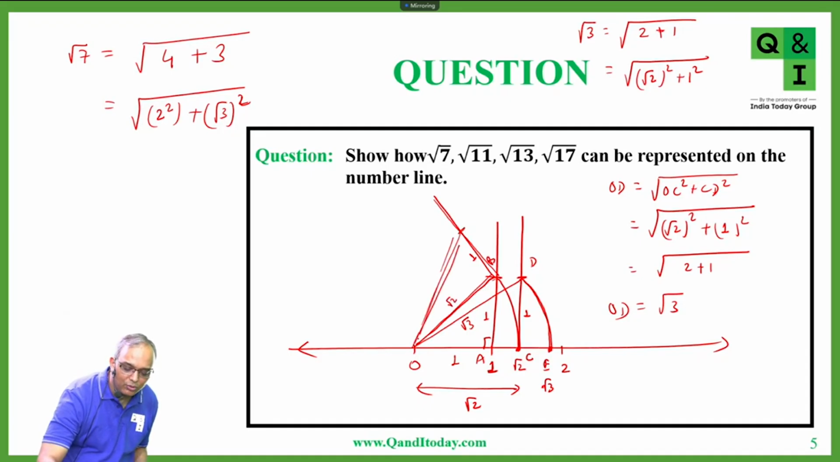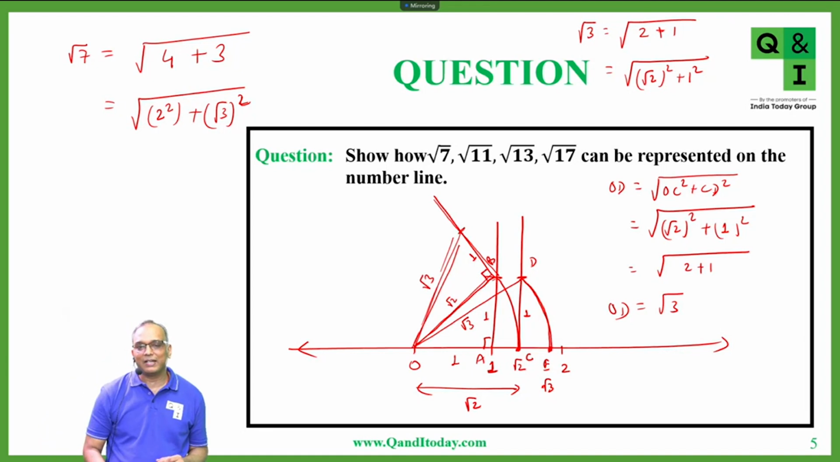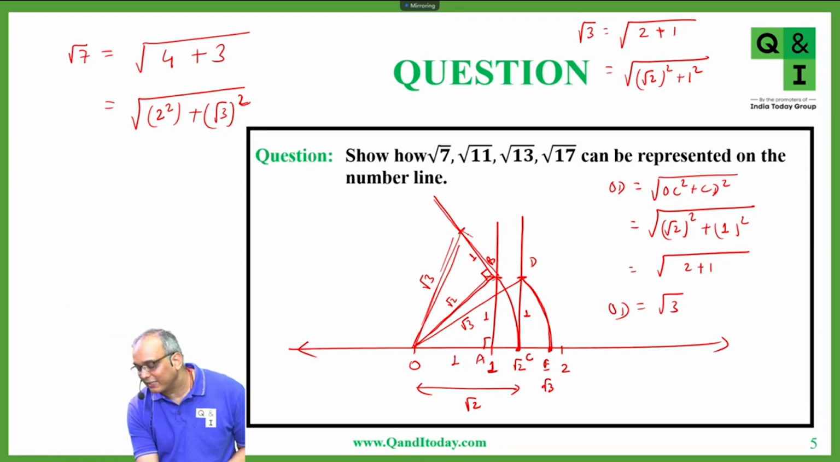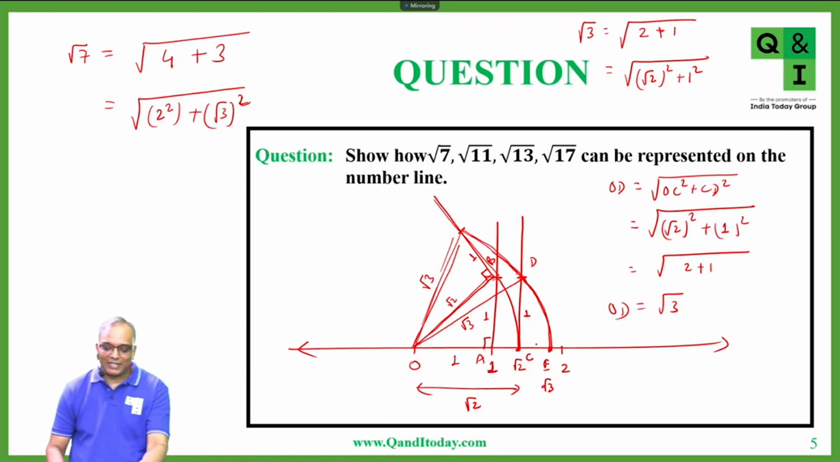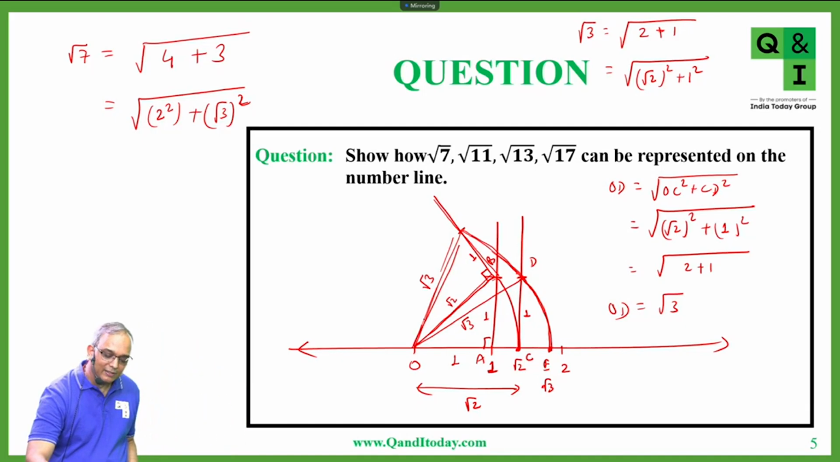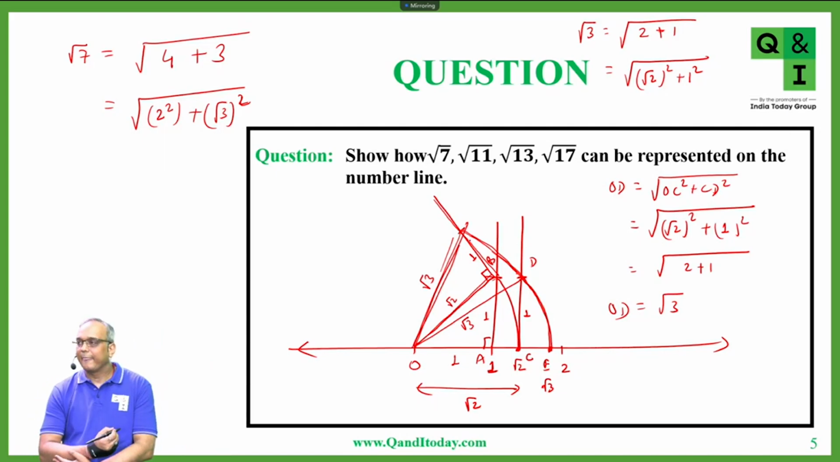Once you have joined this line, this again is a right angle triangle and this will give you root 3, because root 2 square plus 1 square is root 3. And when you draw this arc here, this will go and hit the same point. So this is another way of making root 3. Is it clear?